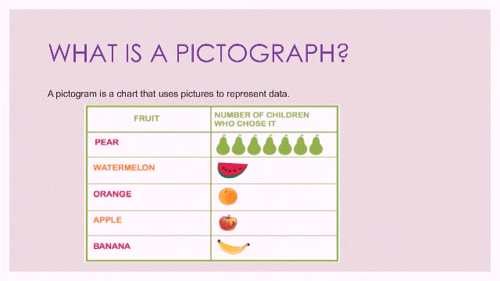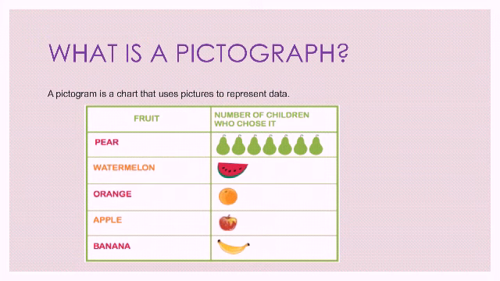Okay, what is a pictograph? A pictograph is a chart that uses pictures to represent data. Look here, for example, a table is given. In one column, the name of the fruits is given. In the second column, the number of children who like it is given. With pear, how many pears are there? 1, 2, 3, 4, 5, 6, 7. That means 7 children like pears.